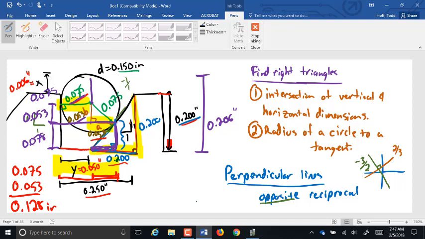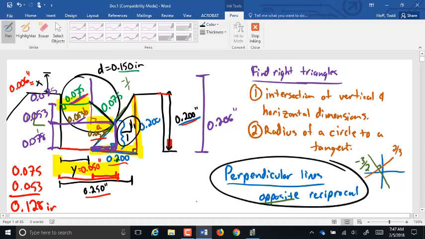The key is this aspect ratio. And knowing that since this is perpendicular, we have that opposite reciprocal. That the slope is just, you switch the vertical and horizontal dimensions.